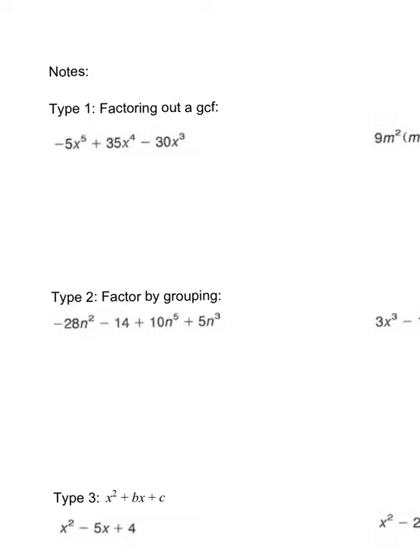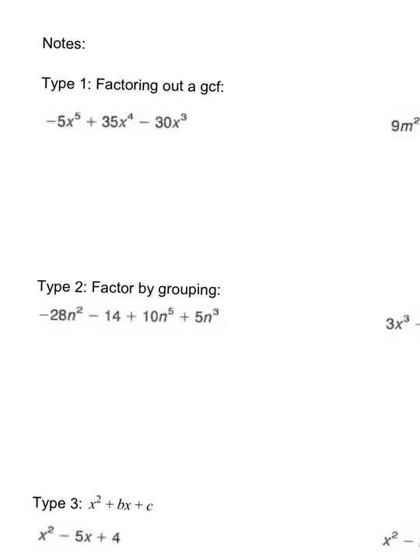Type 1, factoring out a GCF. This is where you need to look for the GCF for all of the terms in the given problem. So, if you look at -5, 35, and -30, you are trying to find what the GCF is of those numbers. The GCF of those numbers is 5, because 5 goes into all of those numbers. So I'm going to go ahead and take out a 5.